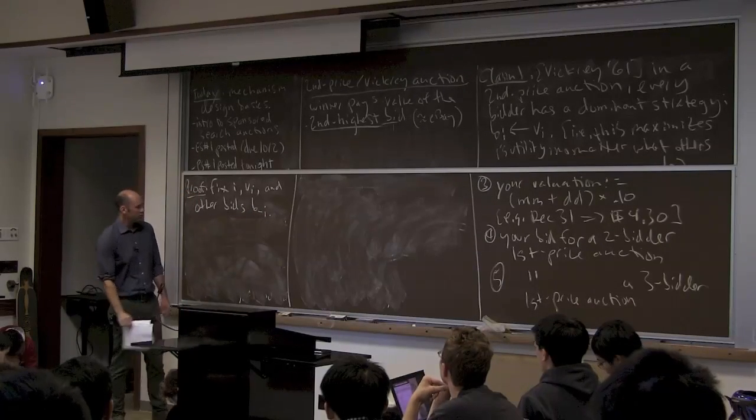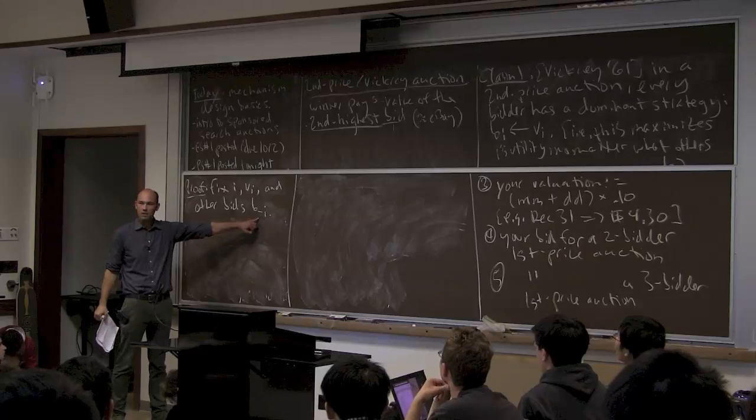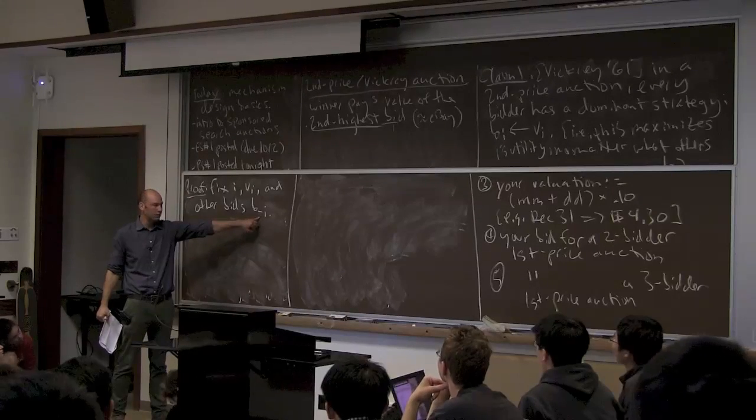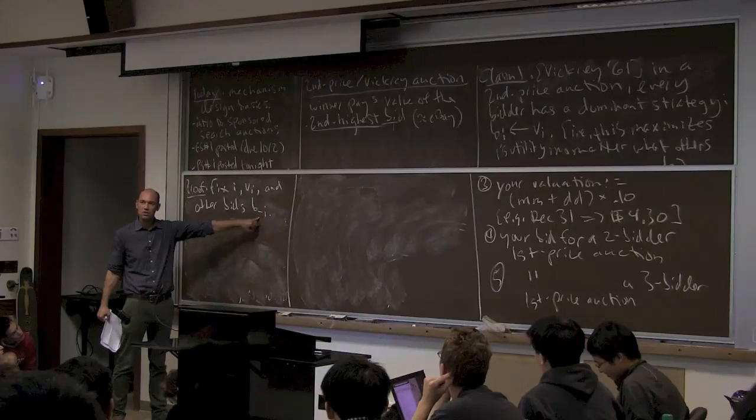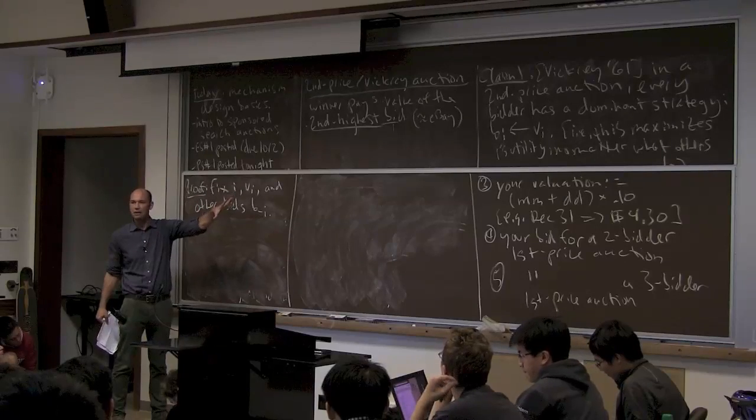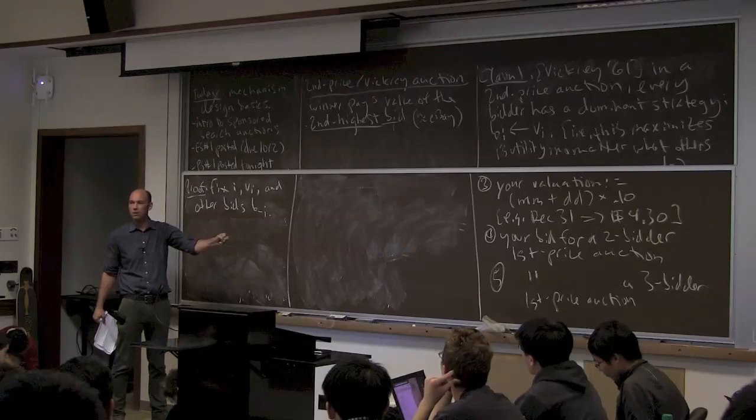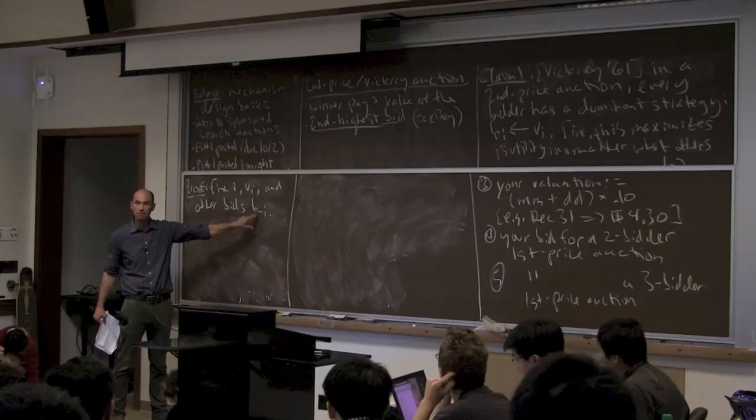This may be your first exposure to a bit of very common but also rather wonky notation. B minus I refers to the bids of everybody other than I. So this is just a vector with the ith component deleted. Okay, so that means what everybody else bid.